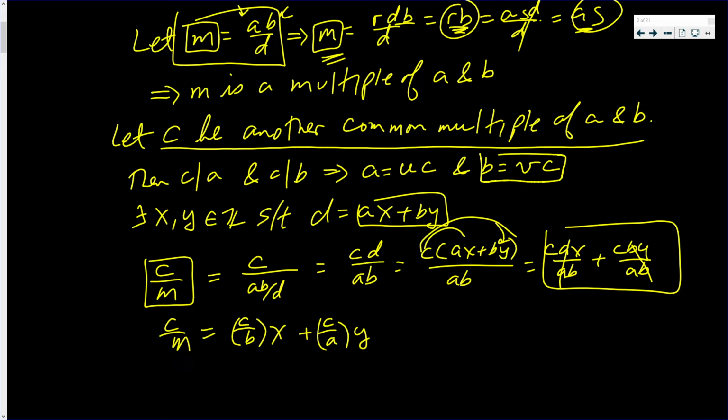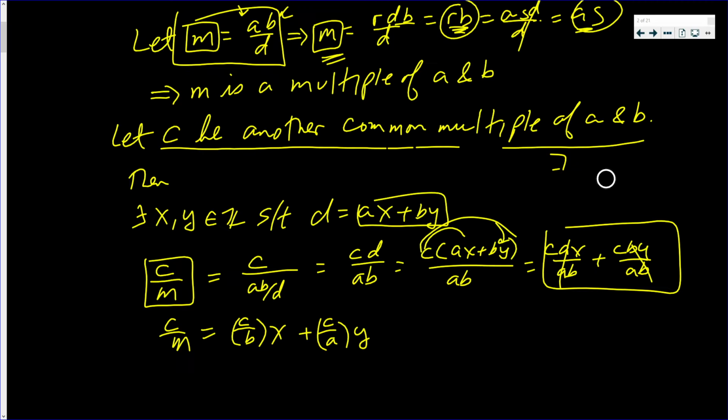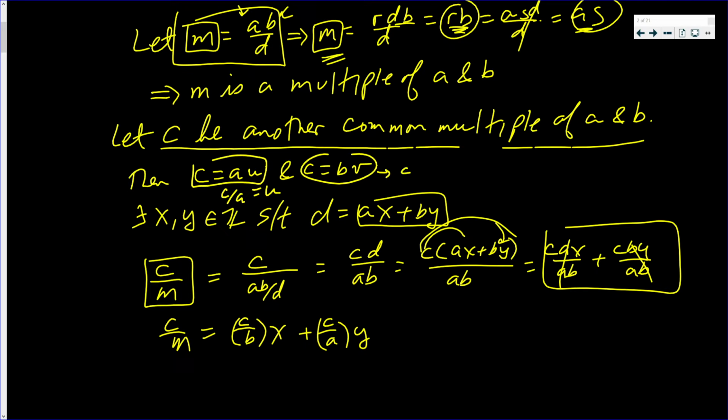Well, I did this backwards. C is a multiple of A and of B. That means C is A times U, and C is B times V. Well, this implies that C over A is U, and this implies that C over B is V. So C over B is V times X plus C over A is U times Y.